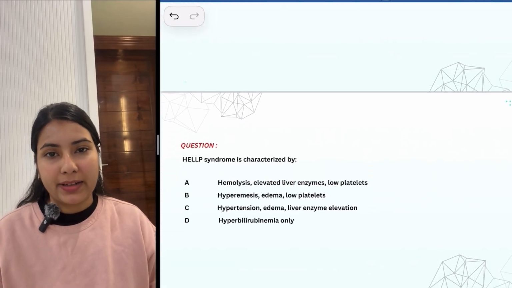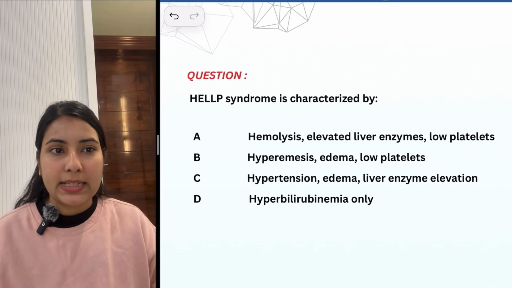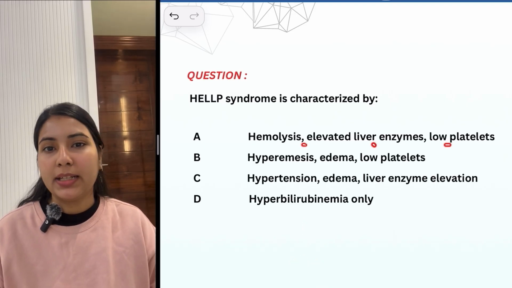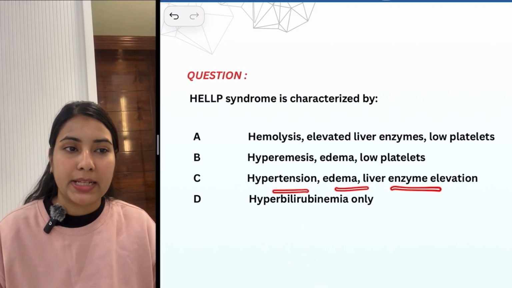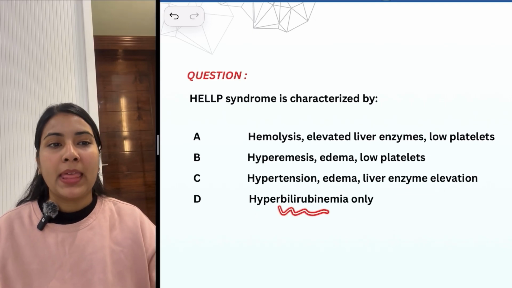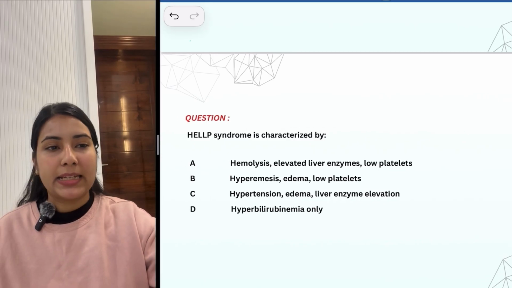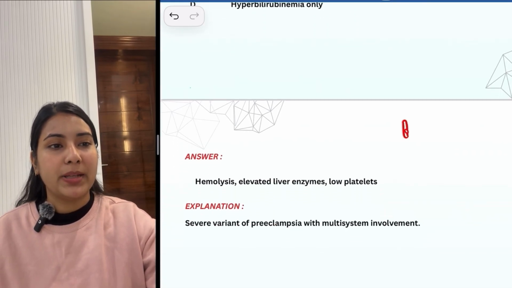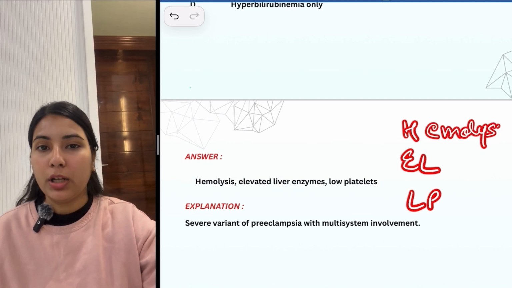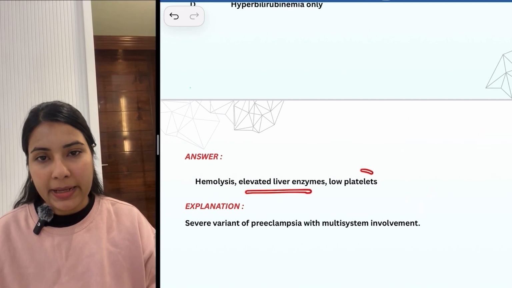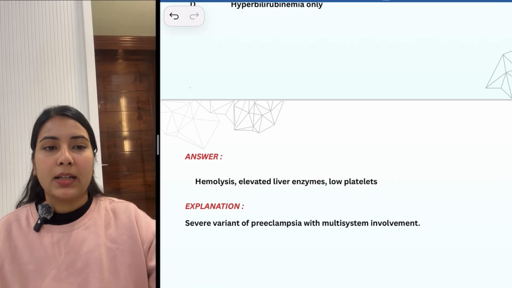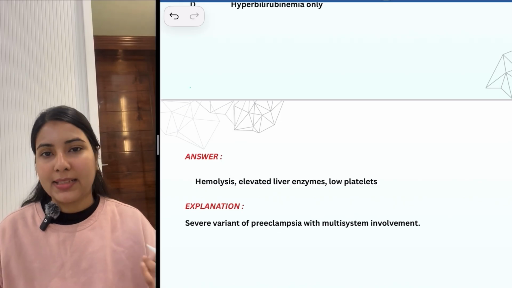HELLP syndrome is characterized by, option A is hemolysis, elevated liver enzyme, low platelet count. Option B is hyperemesis, edema, low platelet. Option C is hypertension, edema, liver enzyme elevation, and option D is hyperbilirubinemia. We know that the full form of HELLP syndrome is H for hemolysis, EL for elevated liver enzyme, LP for low platelet count. So the answer here is A. It is the severe variant of preeclampsia with multisystemic involvement. So the full form itself is the answer.